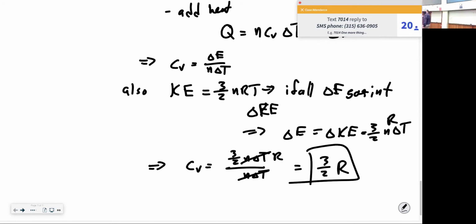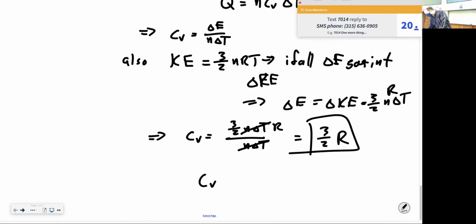For a monatomic ideal gas, now we know how CP and CV are related, and we know what CV is. It's 3/2 R. It has to be. For a monatomic ideal gas, CV is 3/2 R. If you want to plug that in a calculator and get a number, it's 12.5 joules per mole Kelvin.